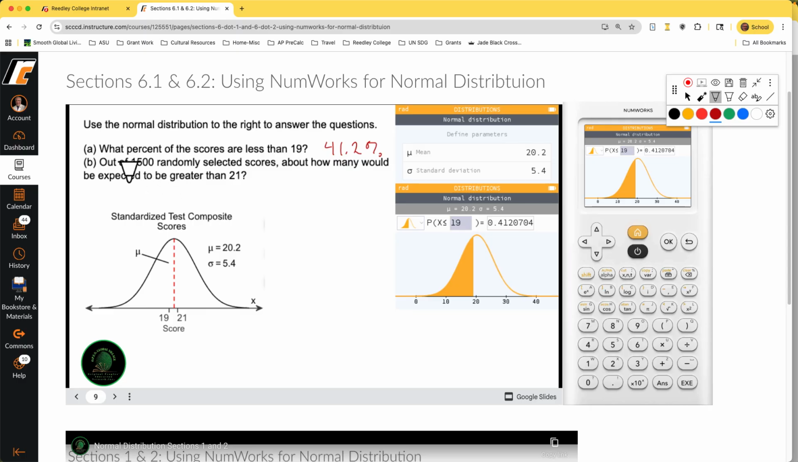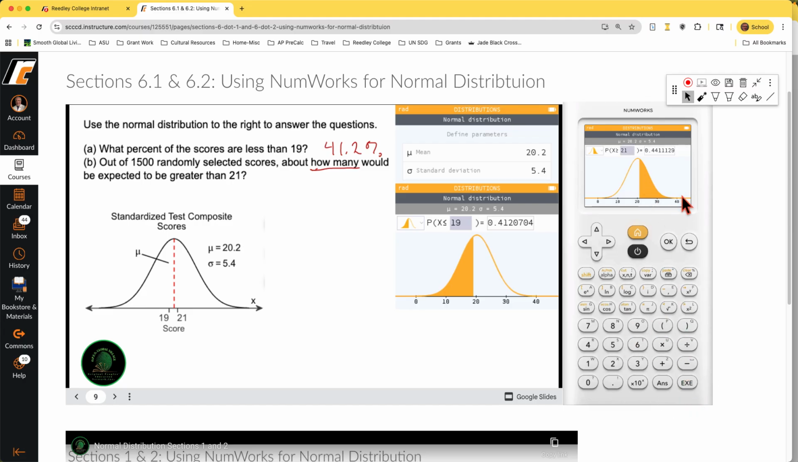Now, this one's a little challenging. Out of 1,500 randomly selected scores, about how many would be expected to be greater than 21? Greater than 21. Well, first we have to find the percent that would be greater, but notice they want how many, not what percent. So this one we have an extra calculation, but not too bad. We just go down, we want greater than 21. So we come here, we put in the 21.